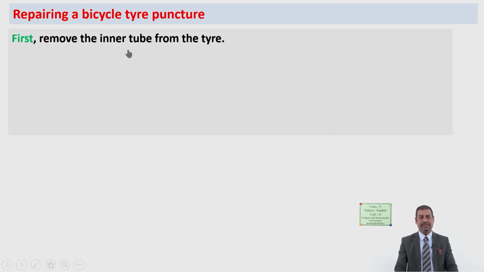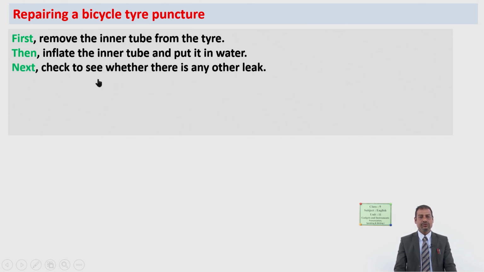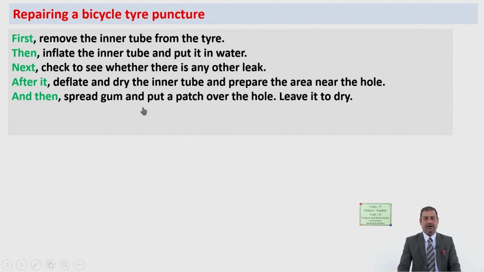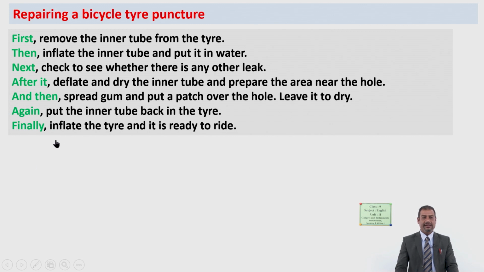First, remove the inner tube from the tire. Then, inflate the inner tube and put it in water. Next, check to see whether there is any other leak. After it, deflate and dry the inner tube and prepare the area near the hole. And then spread gum and put a patch over the hole. Leave it to dry. Again, put the inner tube back in the tire. Finally, inflate the tire and it is ready to ride.